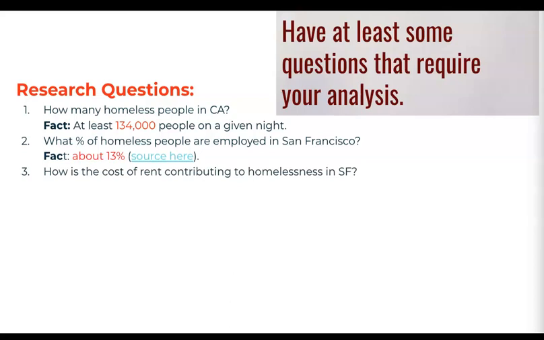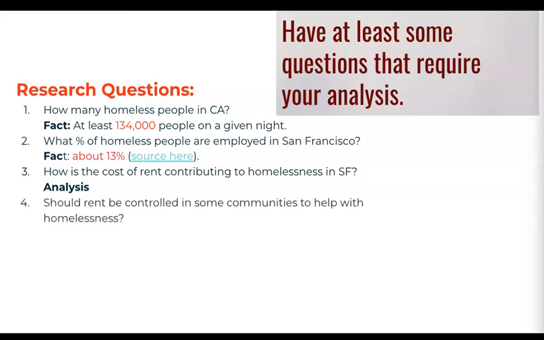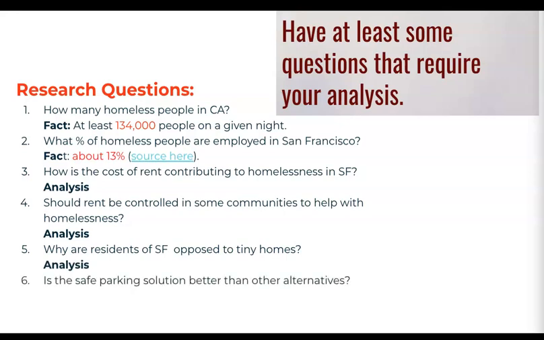So how is the cost of rent contributing to homelessness in San Francisco? There's many ways that that can be looked at. It's not just a straightforward black and white answer, so it's more of a question that requires analysis. Should rent be controlled in some communities to help with homelessness? So people disagree about this, so it requires your own analysis, your own opinion supported by evidence. Why are residents opposed to tiny homes is another one that requires analysis. Is one solution better than alternatives? So those are all examples.